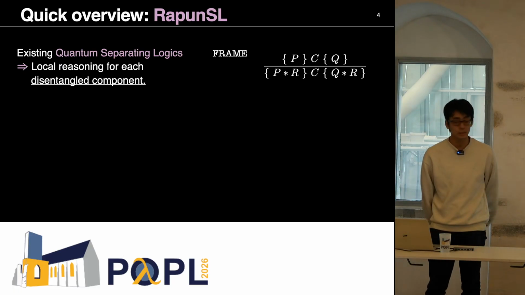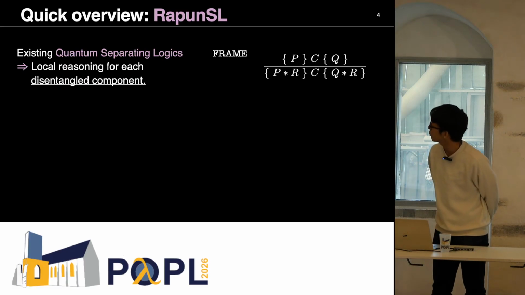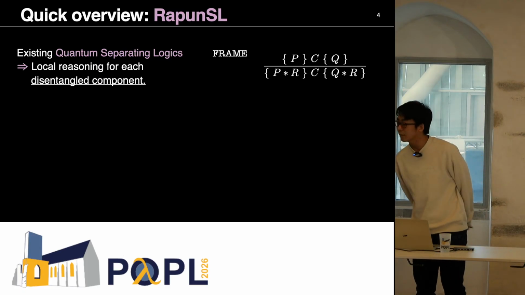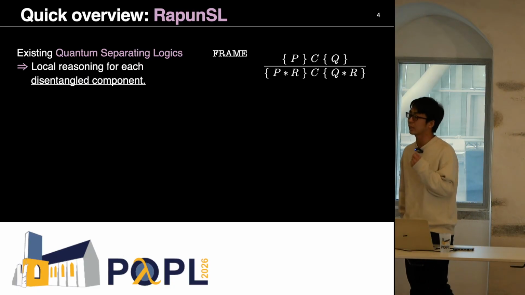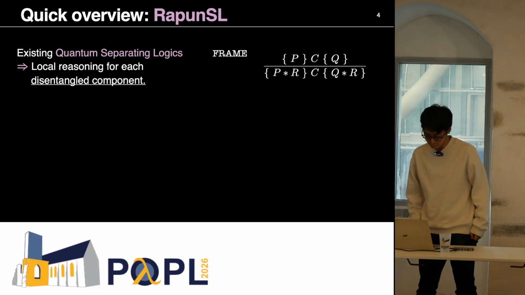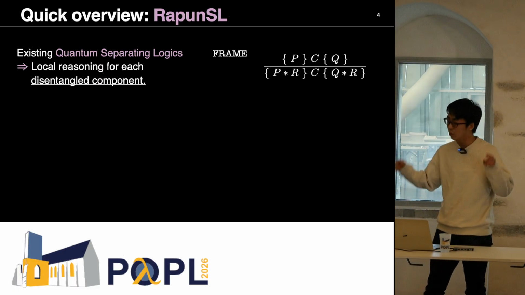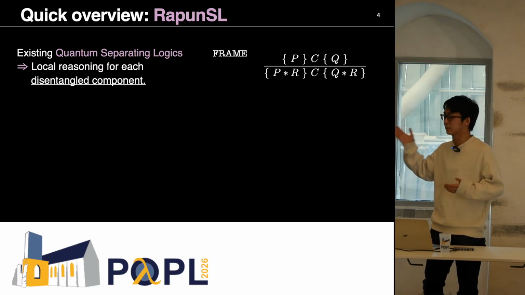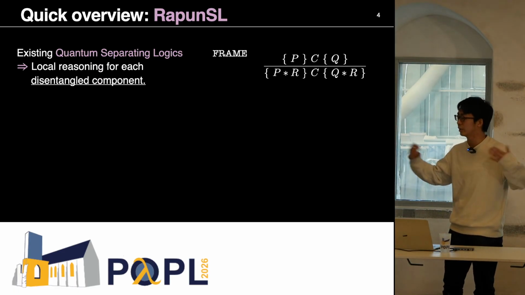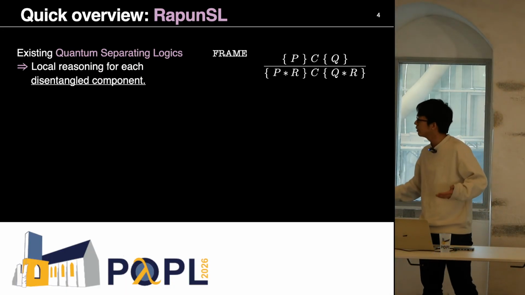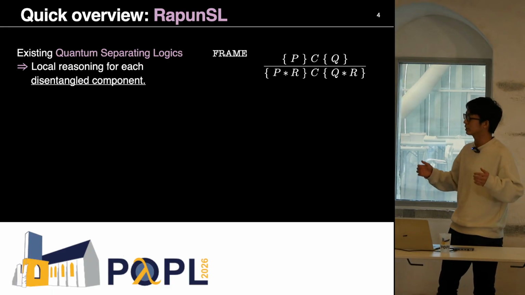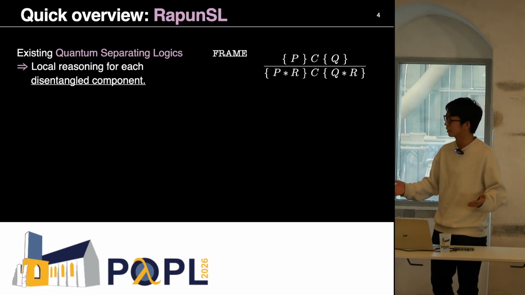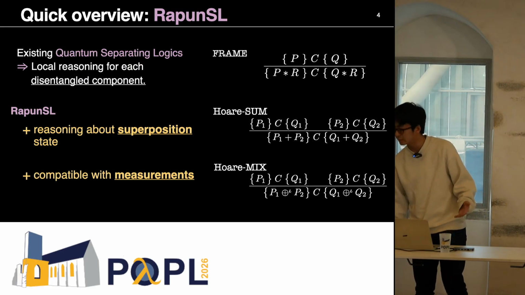So this slide is a quick overview of our work. Before our work, there were some existing quantum separation logics, inspired by classical separation logic, and they introduced the frame rule that enables local reasoning for each disentangled component. But quantum computing is more complicated, and we have a lot of phenomena that don't occur in the classical setting. We want to have something richer, and that's our work.